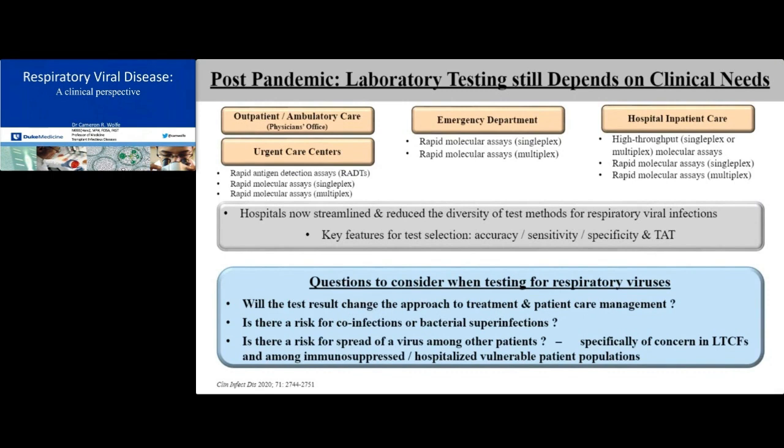How will test results change the approach to treatment? Is there a risk for co-infections or bacterial superinfections? Dr. Wolfe had previously alluded to the clinical consequences and morbidity of SARS-CoV-2 and influenza co-infections. Lastly, one might want to ask the question of whether there is a risk of spreading of any of these three pathogens among specifically vulnerable patient populations within hospitals or within other specific healthcare settings like long-term care facilities. The use of a multiplex or fourplex assay could therefore provide great support for hospital epidemiology and infection control departments and efforts.